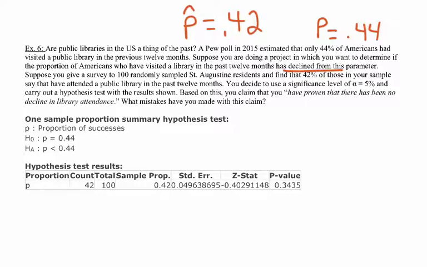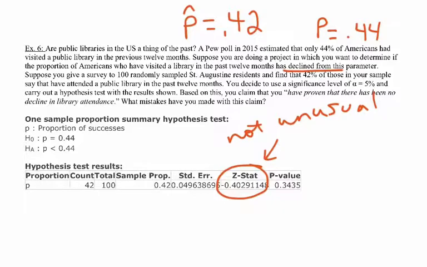Well, first of all, let's look at the results. So your null hypothesis is that P is still at 44%. The alternative is that P is less than 44% because the question said, has the population proportion declined? The results are given in the table below, and you notice a couple of things. First of all, our test statistic, our z-score, is only negative 0.4. It's negative because my sample proportion was below the expected 44%. But is that unusual? No, not unusual because it's still within 2 standard errors of the expected 44%.